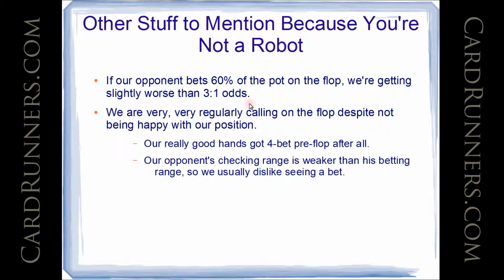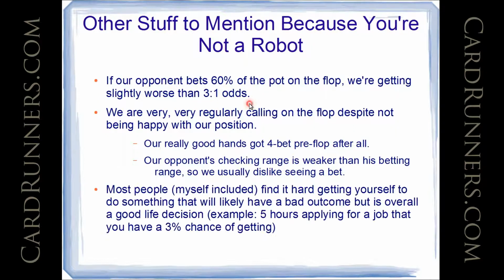Also keep in mind, our opponent's checking range is weaker than his betting range, so we usually dislike seeing a bet. In general, sometimes you're going to have a really strong hand and want to face a bet. But for the most part, if your opponent's putting more money in the pot, that's not usually a good thing, because that means he thinks he has a profitable hand where he can put money in the pot. You'd much rather see him check and represent the weaker range.